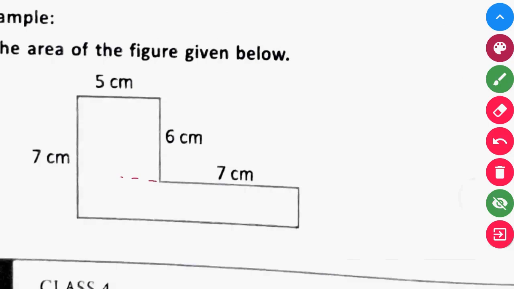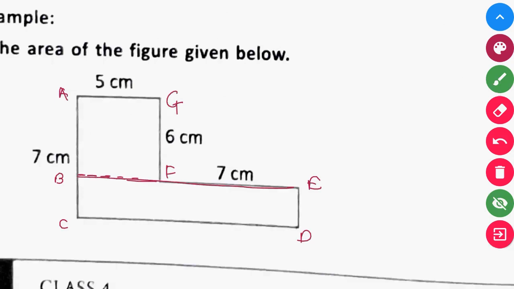Draw an imaginary line joining these 2 points, and we will give each and every point some alphabet: A, B, C, D, E, F, G. So we can call them easily. Okay. Now see, we had drawn one imaginary line here.